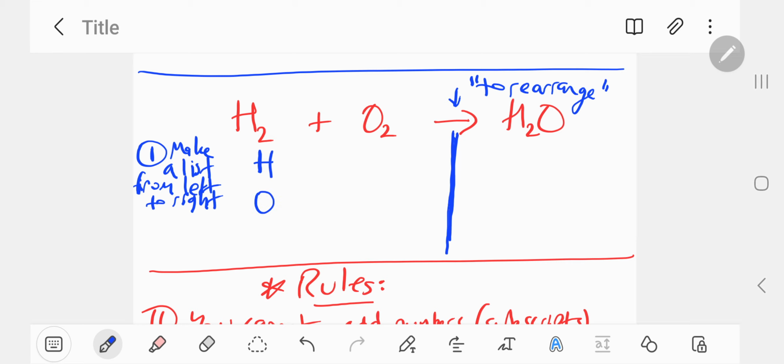Now, the beauty of this process is that on the right, it's the same thing, H and O, because you can't make or destroy atoms. Whatever you have on the left, you have to have it on the right. So always have them in the same order, H at the start and then O second, okay, because it helps to keep track of things.